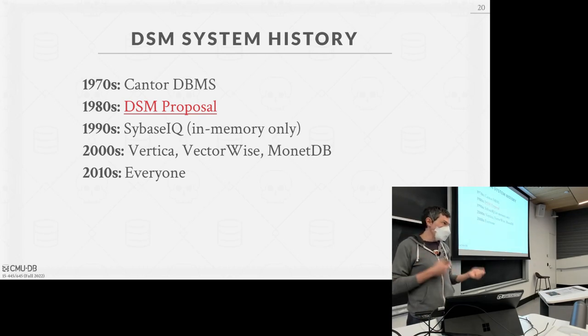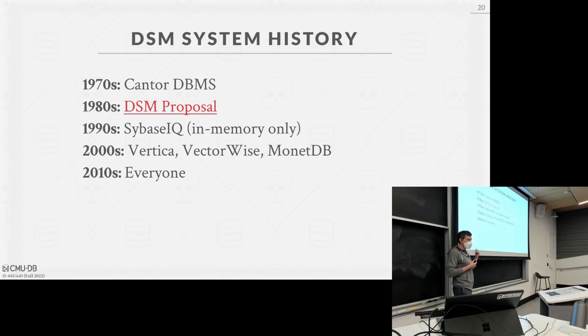But it wasn't until the 1990s, as far as I know, that they built the real first implementation of a column store system. It was called Sybase IQ. It was an in-memory only system, but it was sold as a query accelerator, like a caching system. So you would have your regular row store system in the back end, and then you have this Sybase IQ in front of it, and it would take copies of things in memory, put them in a column store, and then you could run your queries on that.